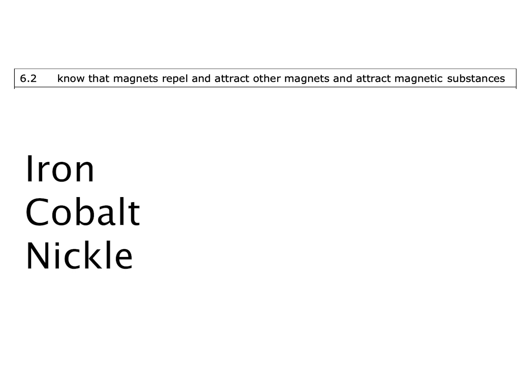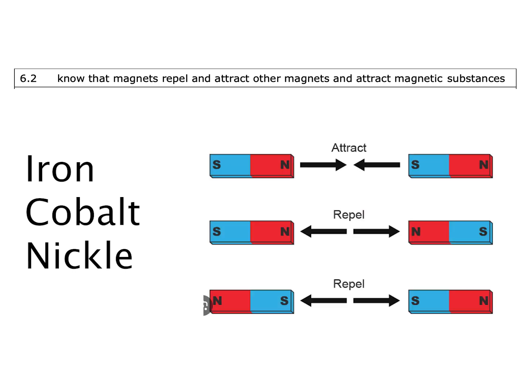So our first spec point is spec point 6.2, to know that magnets repel and attract other magnets and attract magnetic substances. Well, we know there are three magnetic elements: iron, cobalt and nickel. Now, there are other magnetic materials as well, such as steel, and these are magnetic because they contain iron within them. Magnets can have either a north or a south pole. North and south poles will attract each other, whereas north and north poles will repel and south poles will repel. And we can see these in this diagram here.